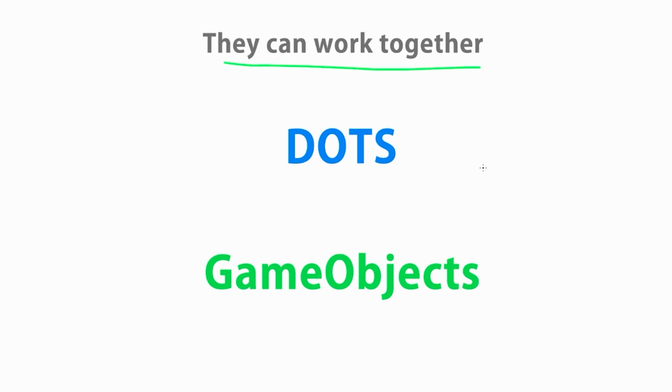Dots is really powerful because of that. It does not require you to give up all your knowledge of game objects. Dots is just another tool in your toolbox. It is not a replacement for game objects. It is a tool that is extremely good at what it does, and as with any tool, it is up to you as the developer to figure out when and where to use that tool.